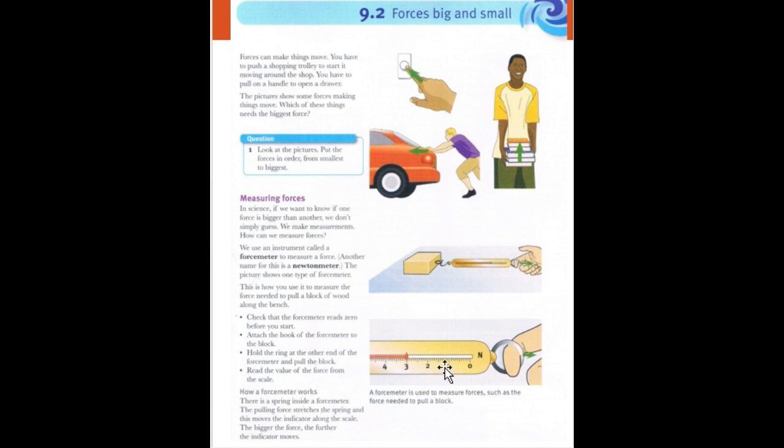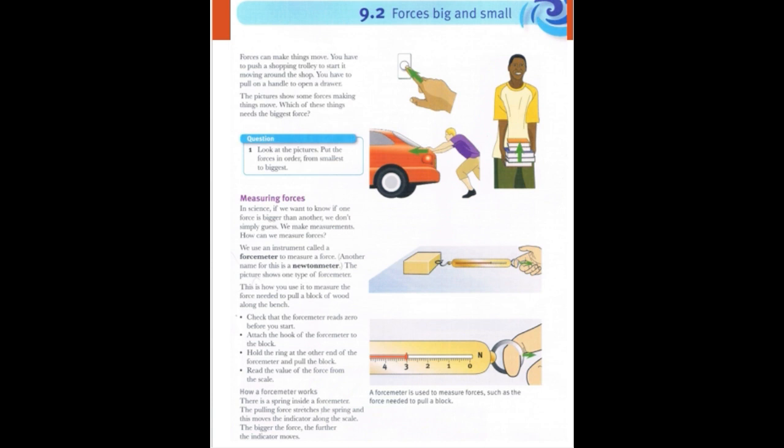How does a force meter work, students? There is a spring inside the force meter. The pulling force stretches the spring, and this moves the indicator along the scale. The bigger scale reading means bigger force. The bigger the force, the further the indicator moves.